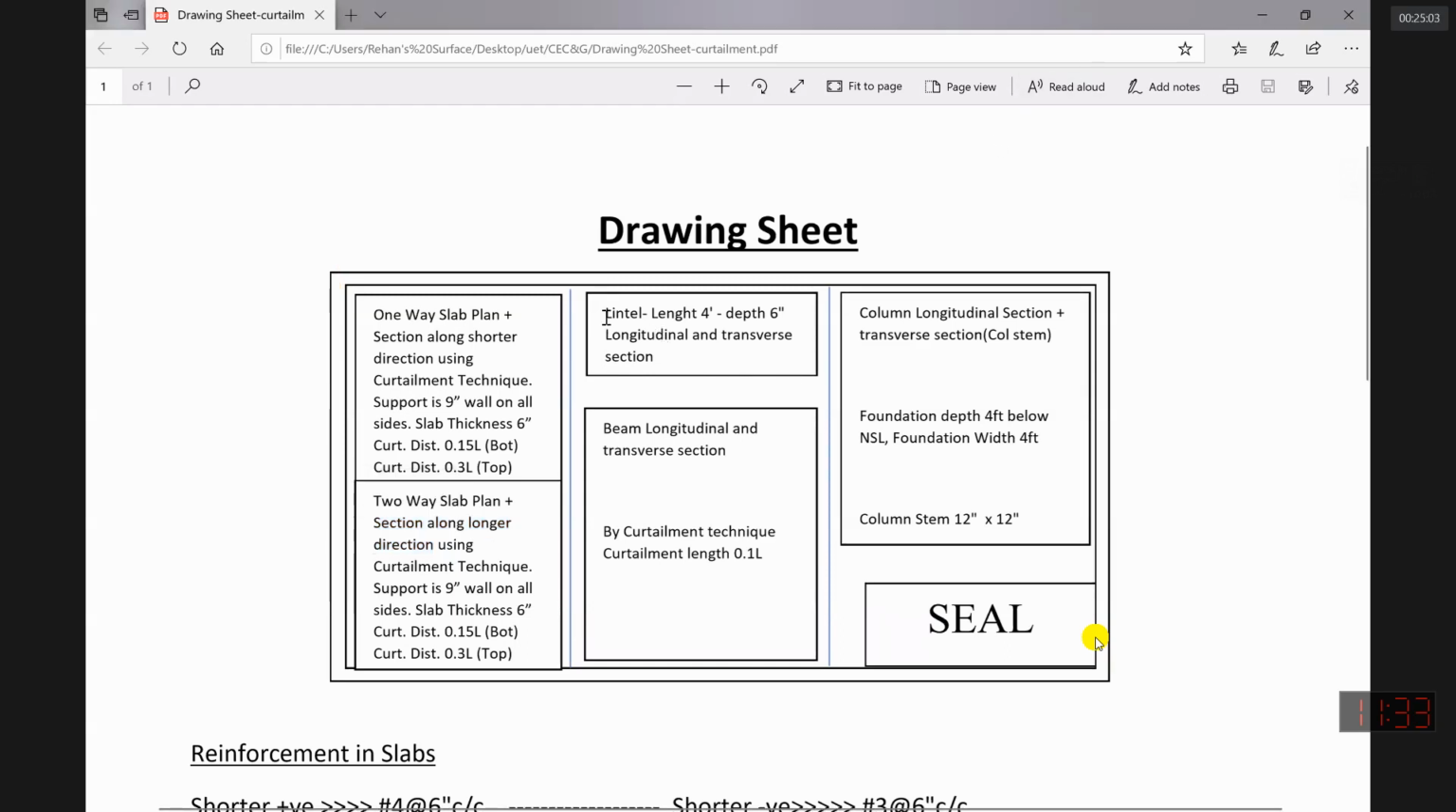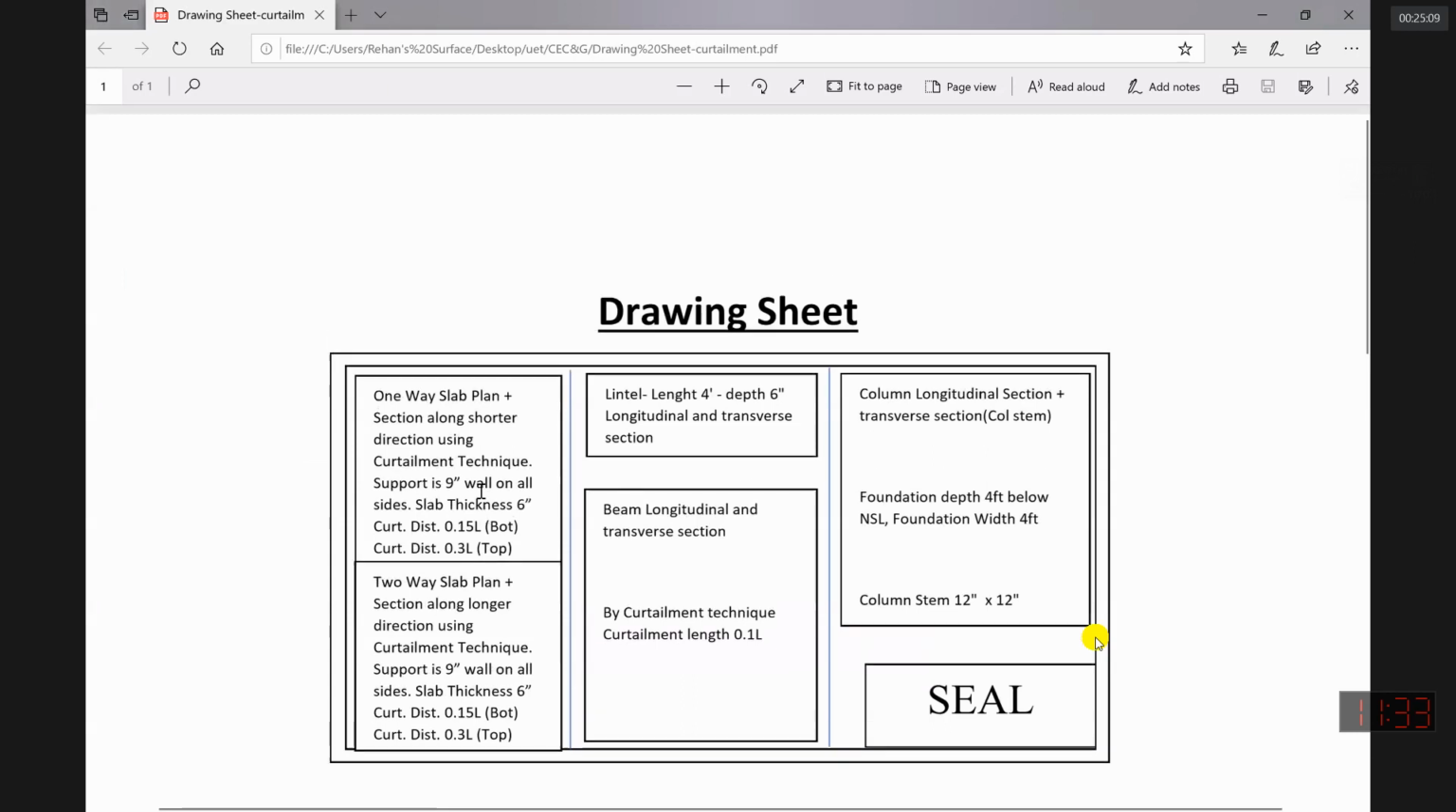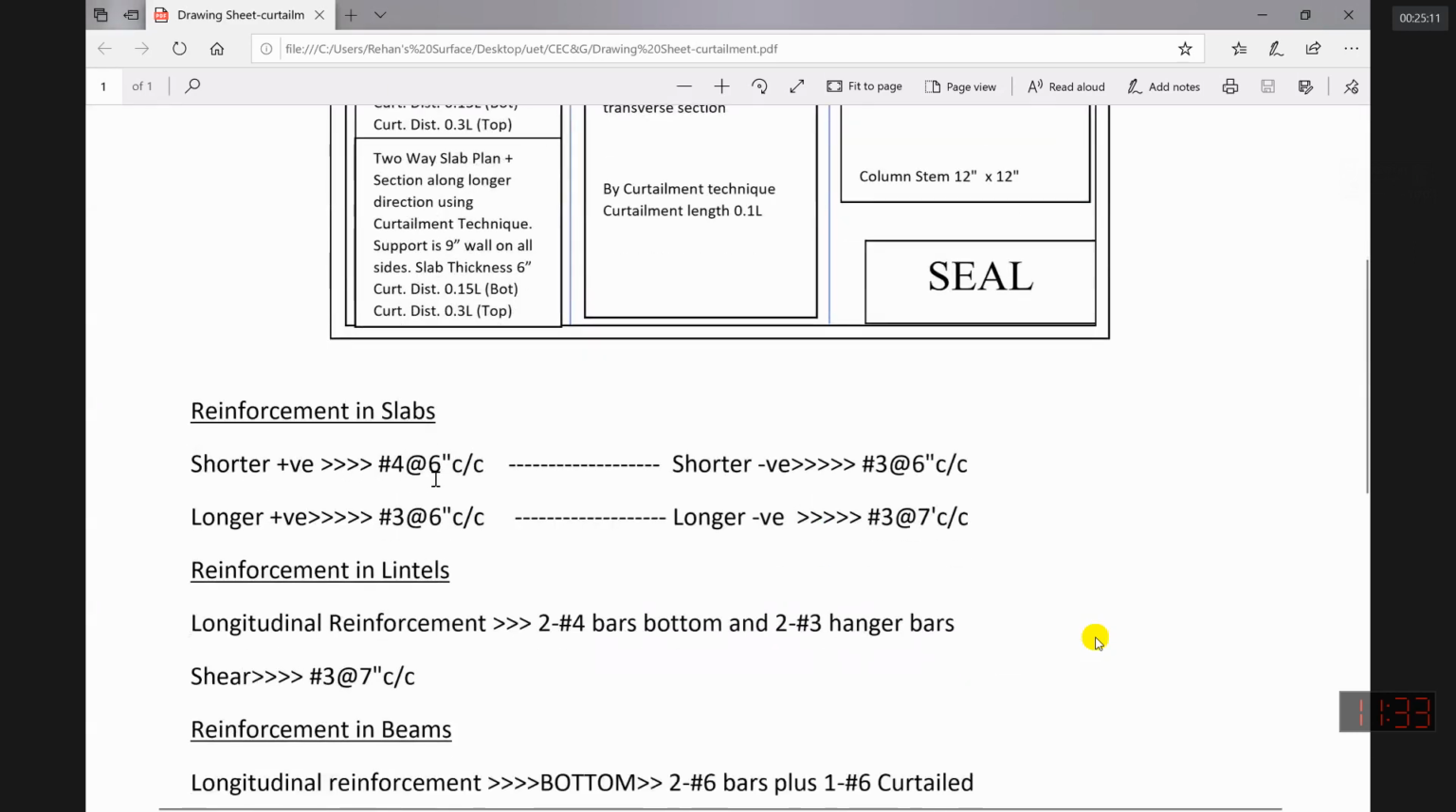Next is lintels, or we should discuss the reinforcement in slabs. Shorter positive reinforcement is number 4 at 6 inches center to center. Number 4 is the diameter of the bar, 4 over 8 inches. 6 inches is the center to center distance. Similarly, short negative steel along the shorter direction, number 3 at 6 inches. Number 3 is the diameter, 3 over 8 inches. Similarly, longer positive steel and longer negative steel.